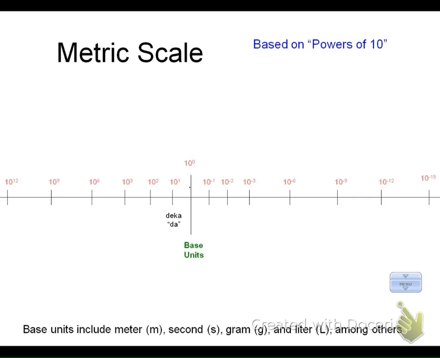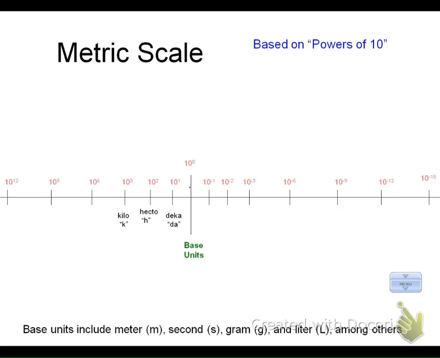Now, I told you the metric system is basically a bunch of base units with prefixes that stand for these numbers. So here's the first one. Deca is the prefix that means 10. Notice it has a DA abbreviation. It is the only prefix with a 2-letter abbreviation that you'll ever use. And then we have hecto with a lowercase h. And the one you're most familiar with, probably kilo.